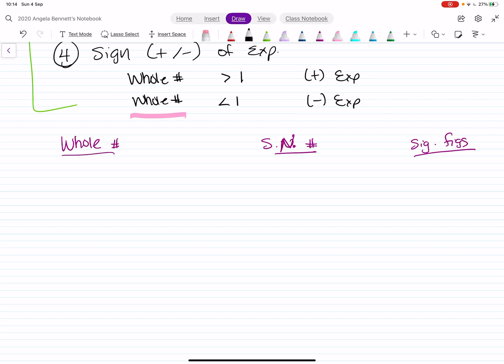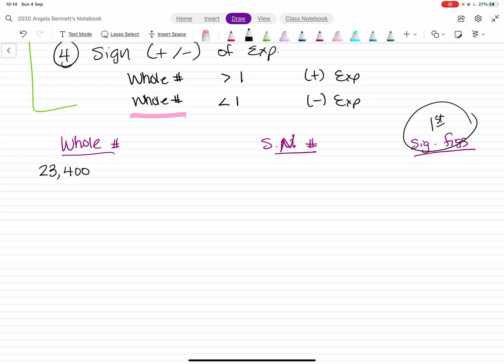So our whole number, let's say we have something like 23,400. I need to write this number in scientific notation, and I also need to ultimately figure out how many sig figs I have. I actually should do this first. I should figure out my number of sig figs before I start trying to write it in scientific notation, so I don't have to go back and redo something.